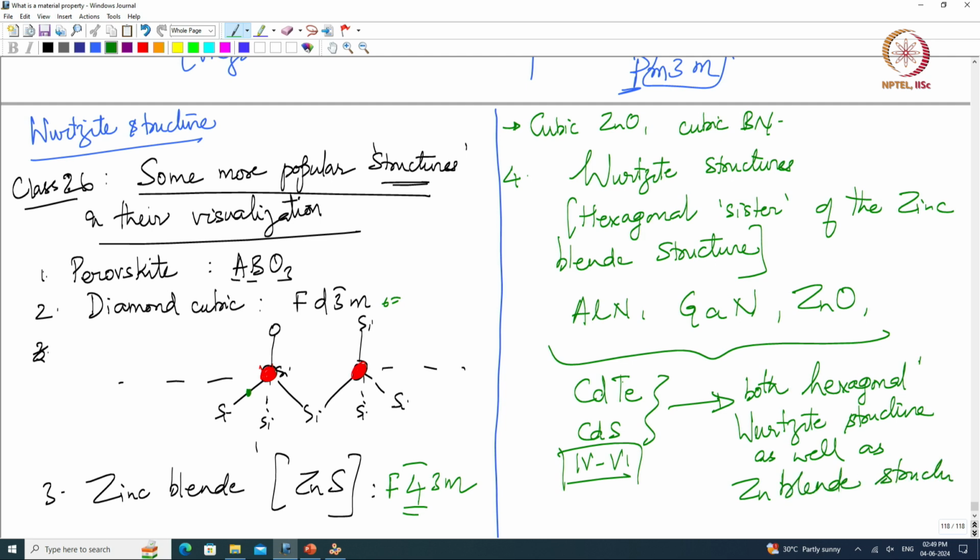Just like boron nitride, for that matter, boron nitride can take the Wurtzite structure, but it also can exist in a cubic boron nitride structure. There is another, h-BN, which is a 2D material, so that we are not going to talk about right now. Okay. So all these compounds take what is called the Wurtzite structure.